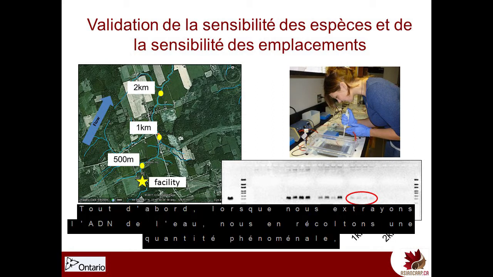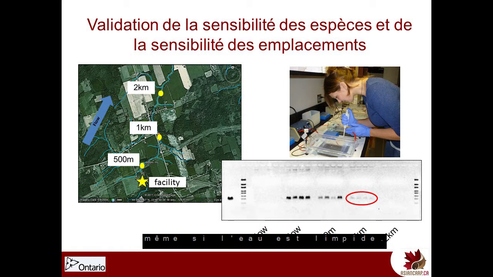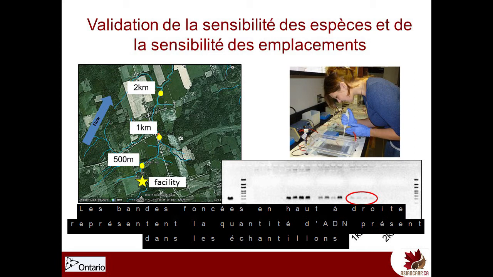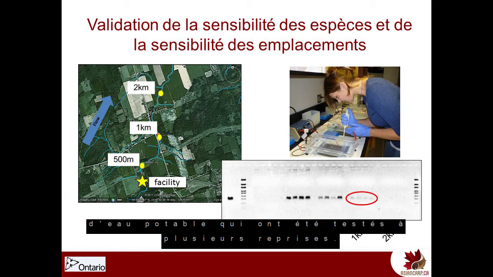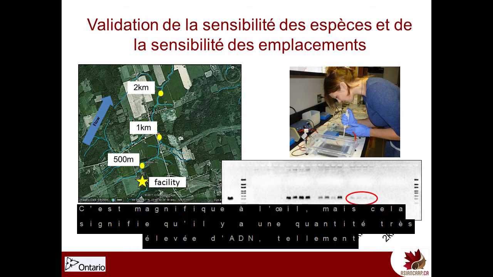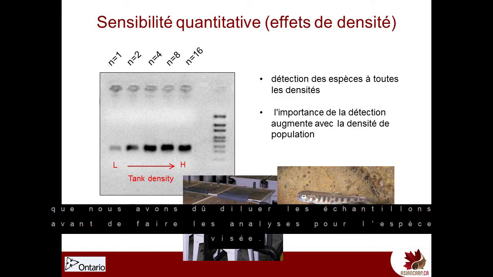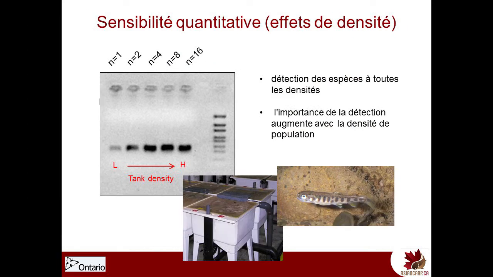Now first, when we extract DNA from the water itself, there's an astonishing amount of DNA present in what looks like crystal clear water. The image on the upper left of this slide shows a typical DNA gel. And those dark bands right across the top are the amounts of DNA that were present in water samples that have been repeatedly tested and are safe to drink. Looks gorgeous, but we get startling amounts of DNA from it, enough that we actually had to dilute the DNA before we started testing for the species we want to find.